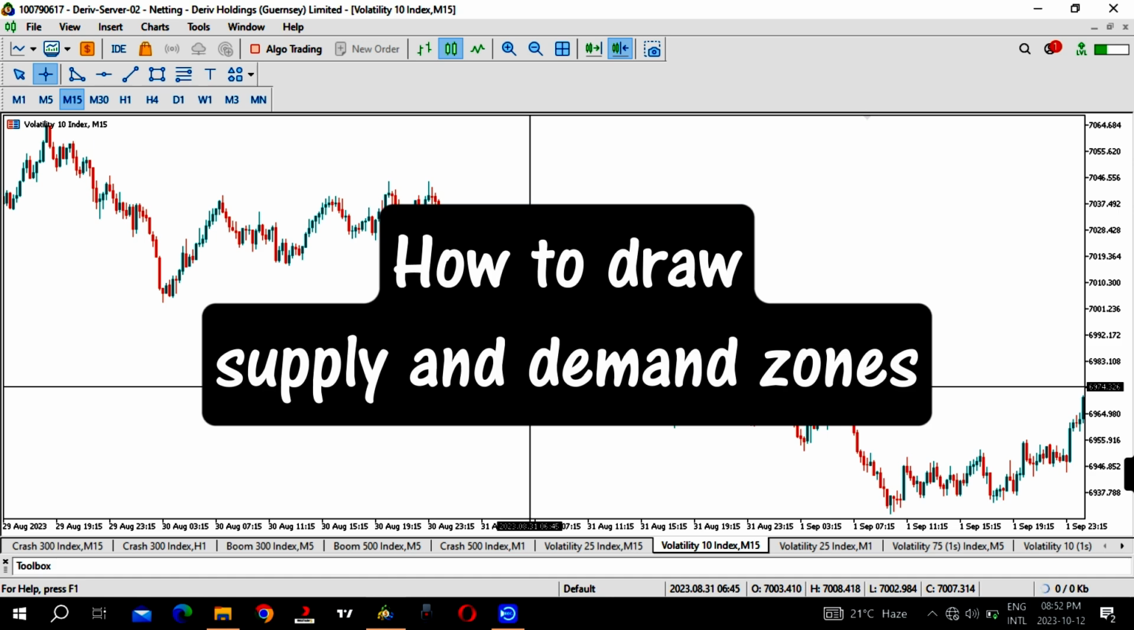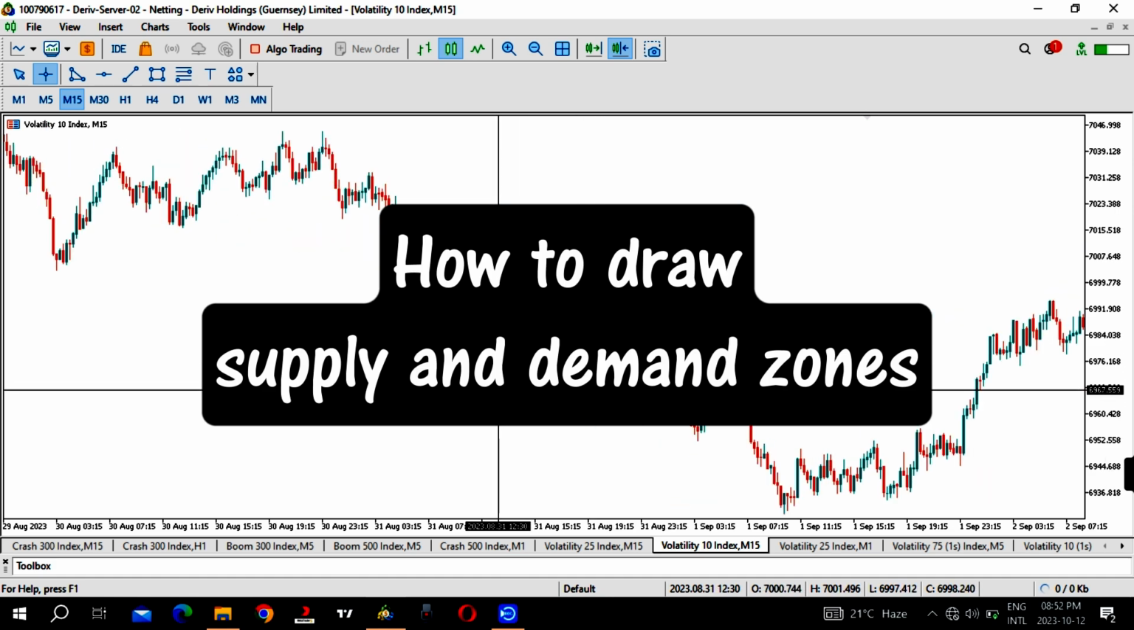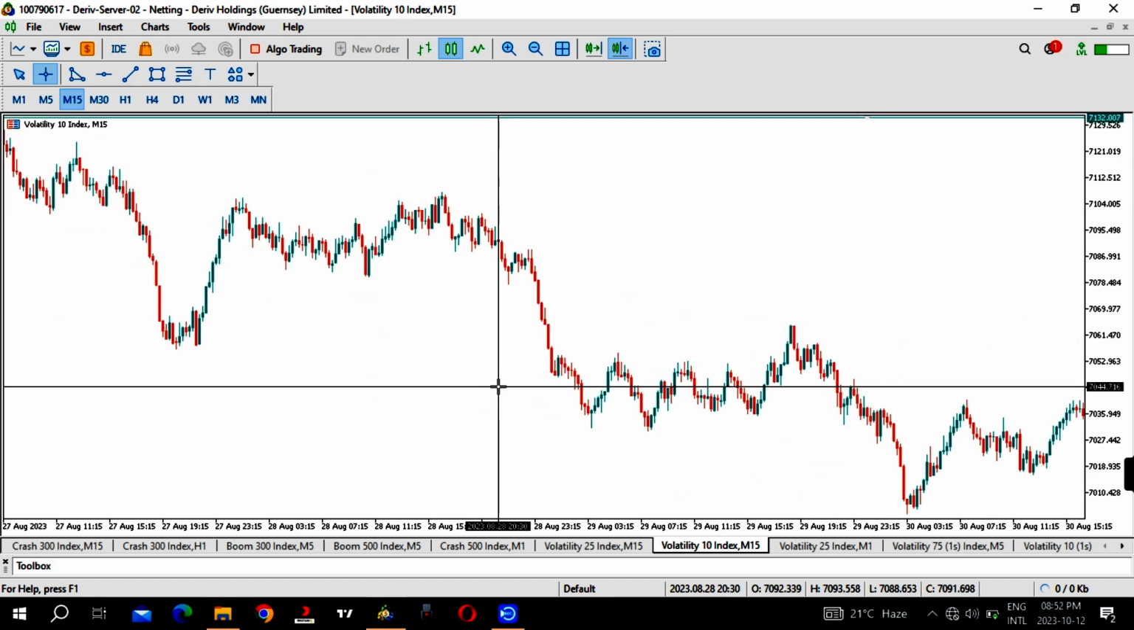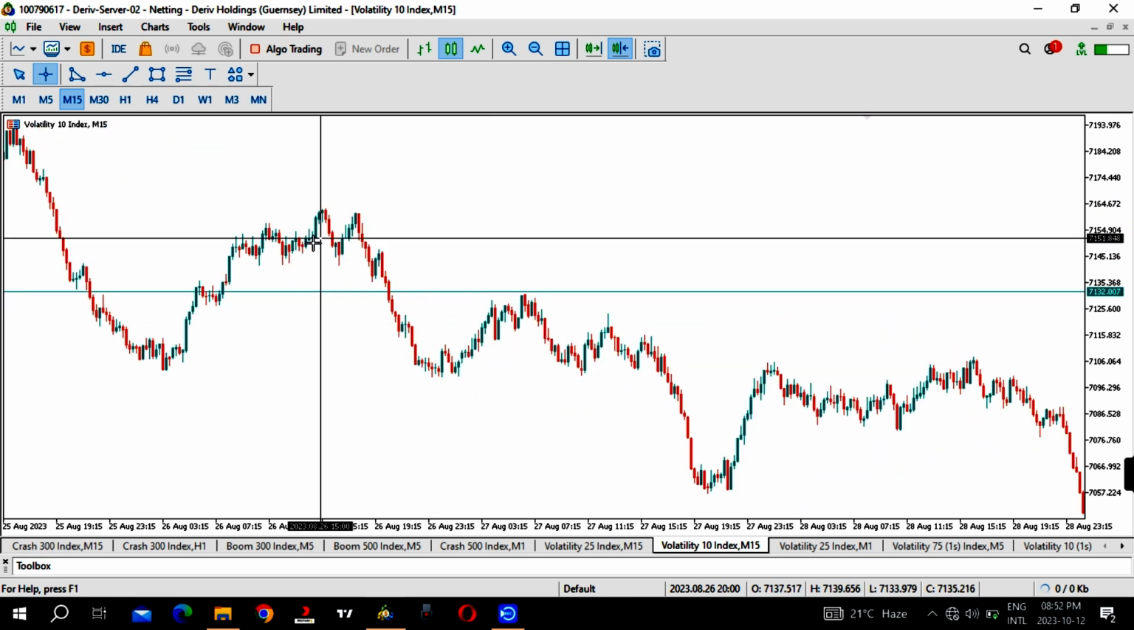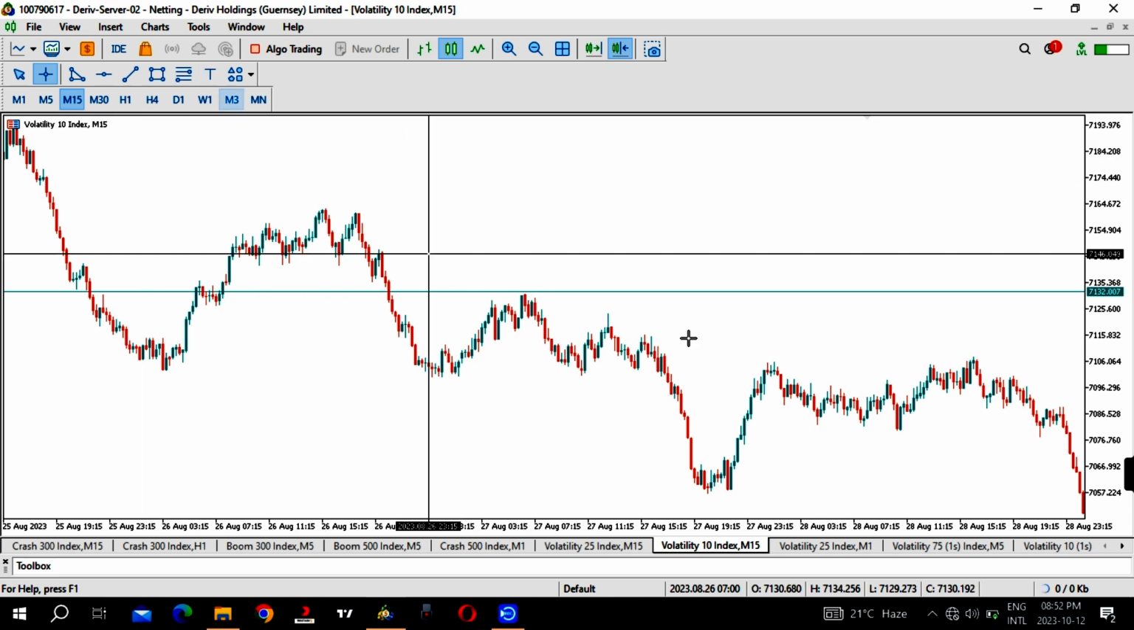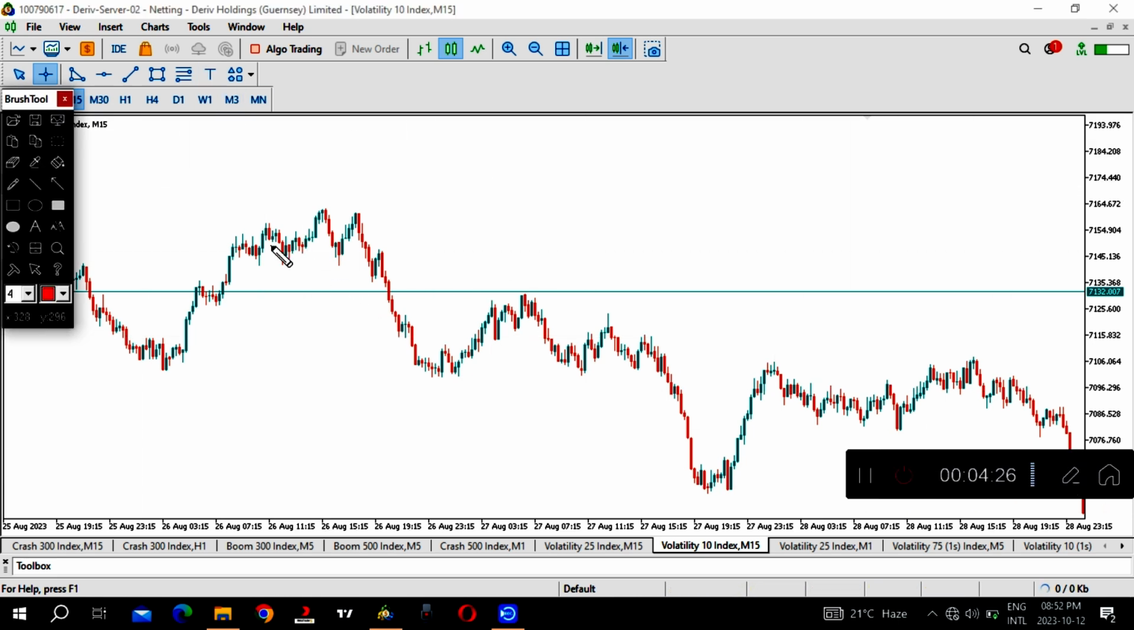So how do you draw your supply and demand zones, right? If you want to draw a supply or demand zone, what do you have to look for first? First of all, we have to look for a breaking market structure. Let's take this for example over here. We've got this structure over here, and we break it with a lot of momentum, right? Unlike my favorite pullbacks, I think you know my favorite pullbacks.